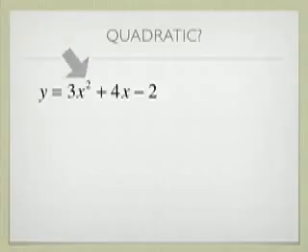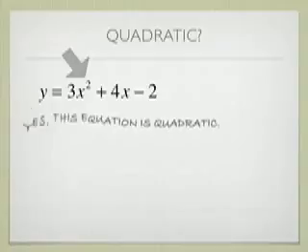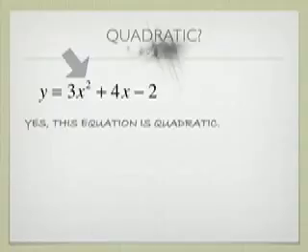Hey, looky there. I have an exponent of 2. So that makes it quadratic, right? This equation is quadratic. It is in the form of y is equal to ax squared plus bx plus c.